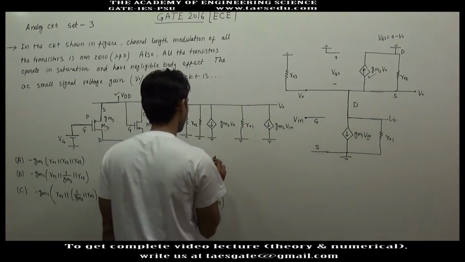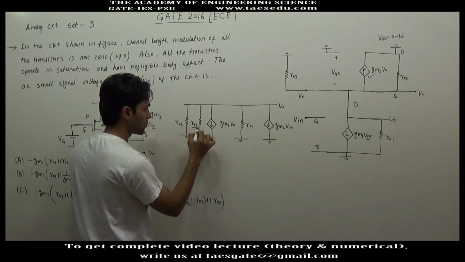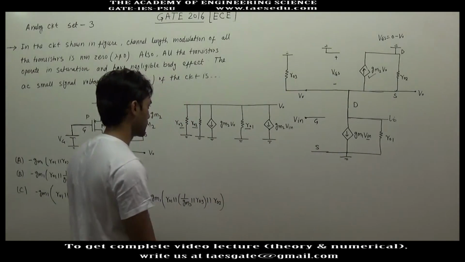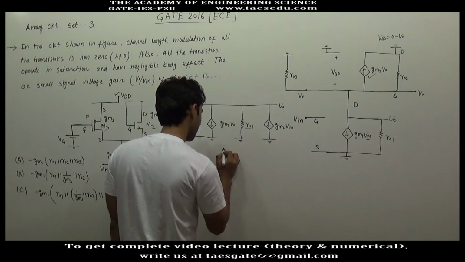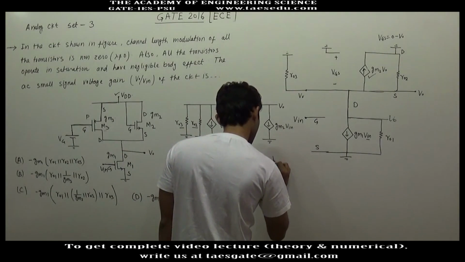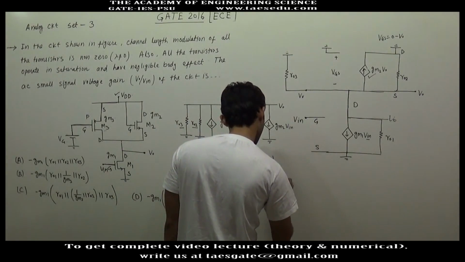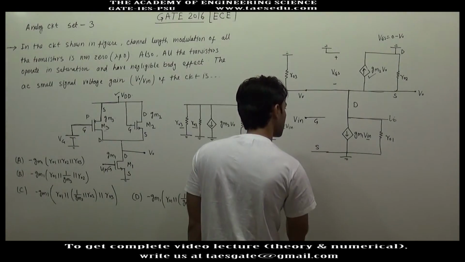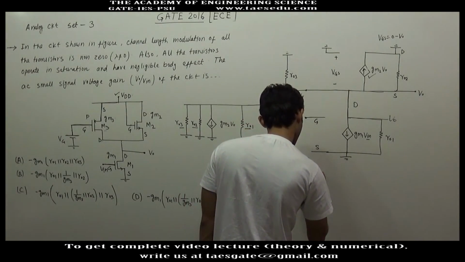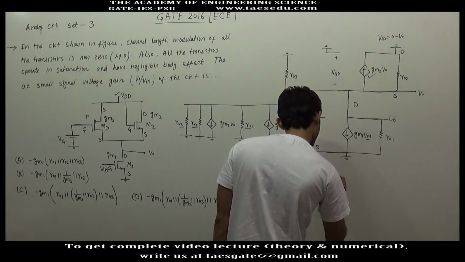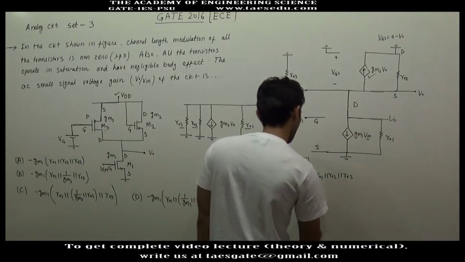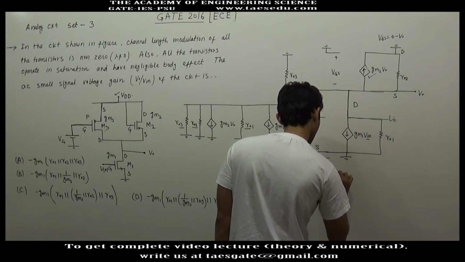So if we further simplify it, it is very easy to visualize that R02, R01 and R03 are connected in parallel, and these two current sources are also connected in parallel. The first current source is GM2 into V0, the second current source is GM1 into V input, and the equivalent resistance is R01 parallel R02 parallel R03, and this voltage is V0.